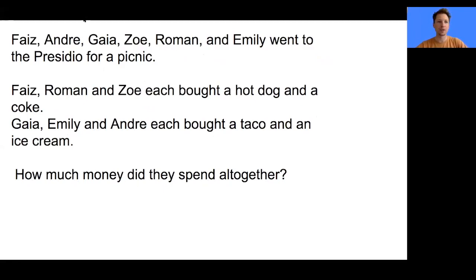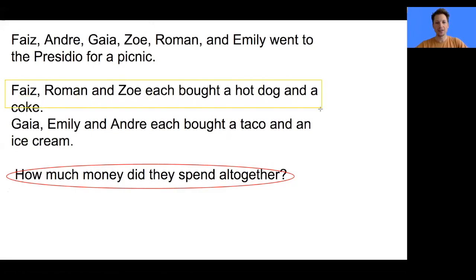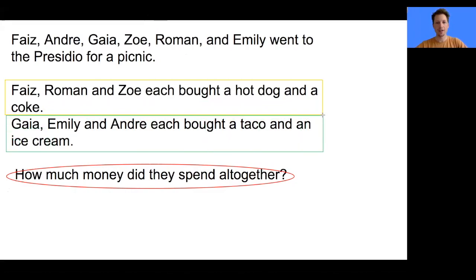Now, it's really important to really understand what the question is asking. So the question is asking, how much money did they spend all together? So it looks like this question has been sort of broken up into two different areas. That's what I noticed. It looks like these three people all bought the same thing. And then it also looks like these three people also bought the same thing, but it's different from the first group. So I'm going to have two groups.